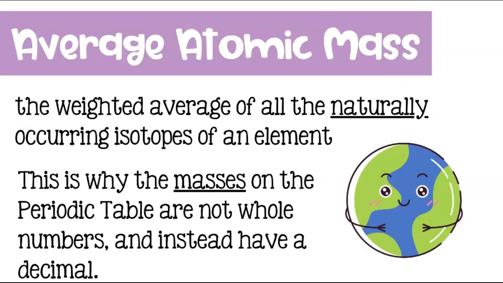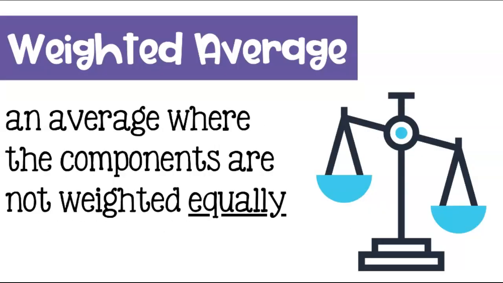The number on the periodic table, the average atomic mass, is actually the weighted average of all the naturally occurring isotopes of an element. This is why the masses on the periodic table are not whole numbers and instead have a decimal. Remember, in math, a weighted average is an average where the components are not weighted equally.